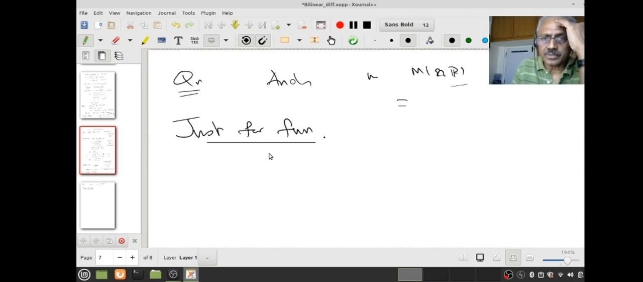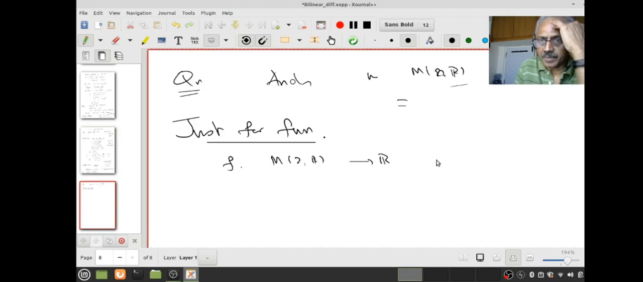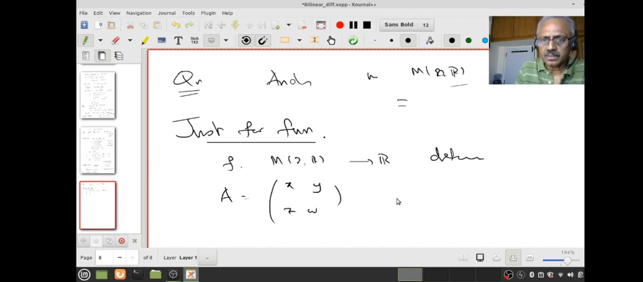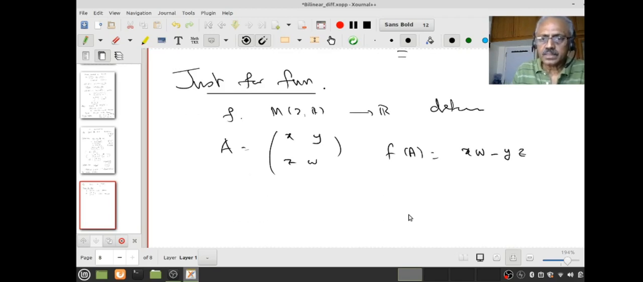Now what I want to do is I just want to have some fun. So let's look at F from M to R, the determinant map. Now if I am given any matrix A, instead of A B C D, let me write it with variables X Y Z W. Then how many coordinates are there? A has 4 coordinates, namely X, Y, Z, W. Therefore what is F of A? F of A is XW minus YZ, because that is the determinant, right? Therefore now this is a polynomial function.